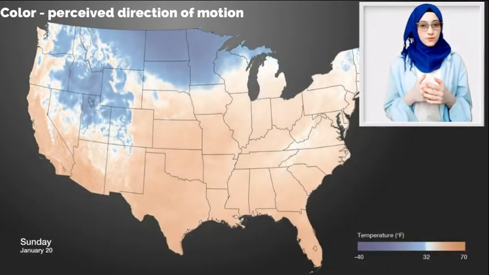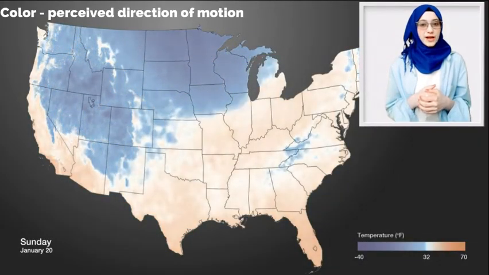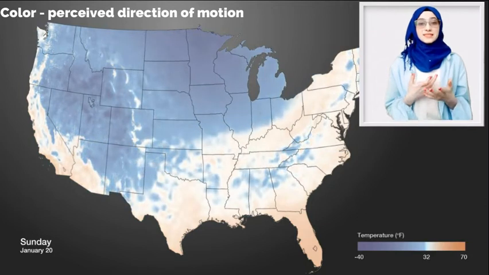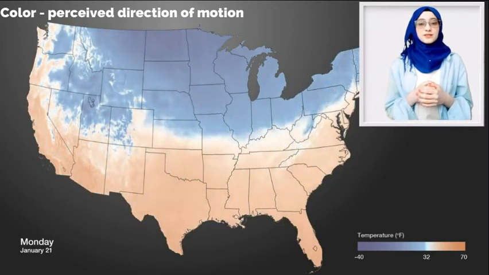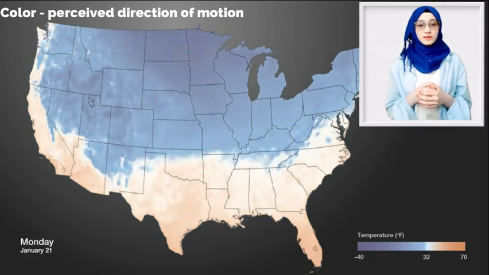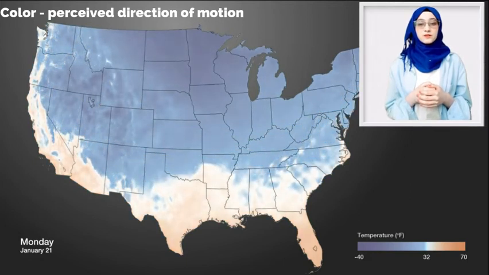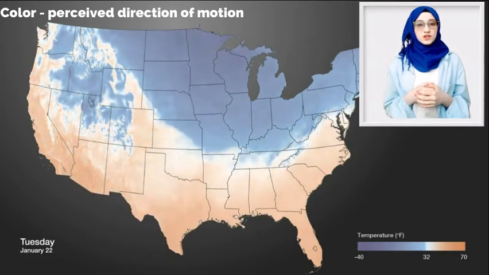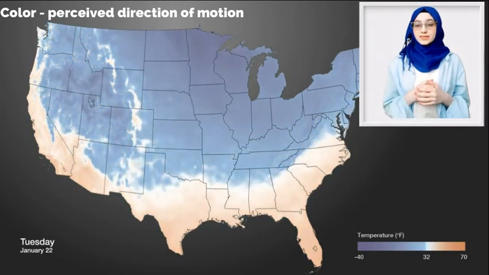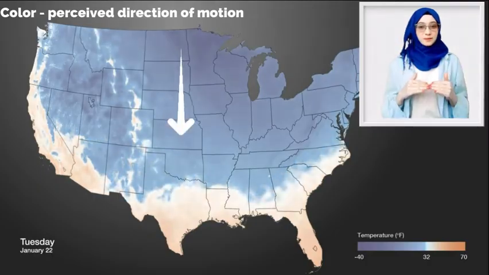Did you know that color can influence the direction of perceived motion? In this data animation, the color blue was used to depict areas that were influenced by the cold in the US during the Martin Luther King Jr. holiday weekend. It also gives the impression that there's a wave of cold descending from top to bottom.